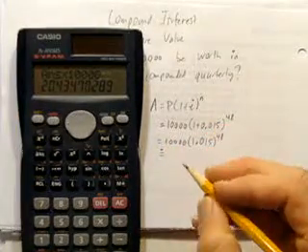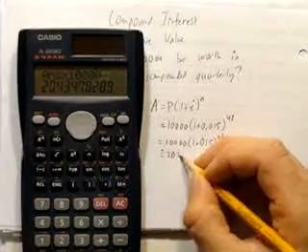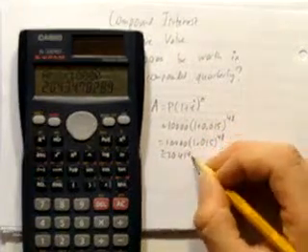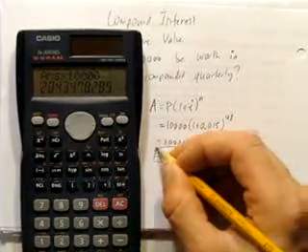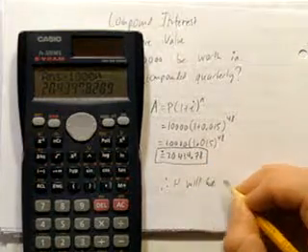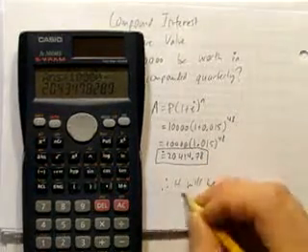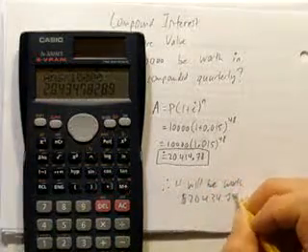So in 12 years, my $10,000 is now worth $20,434.78. There's my final answer. It's a word problem, so I should have a word answer. It will be worth $20,434.78.